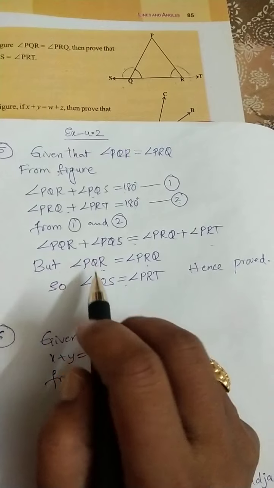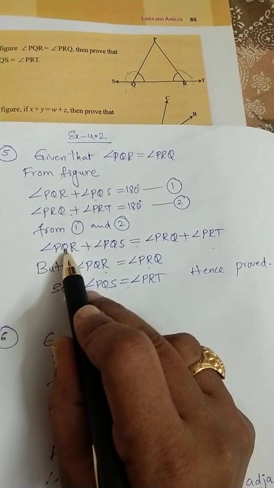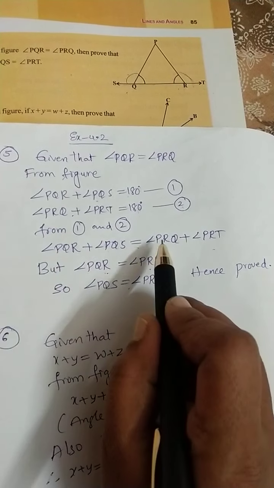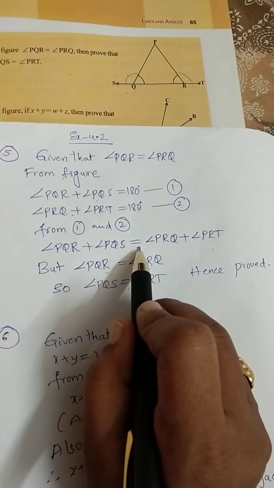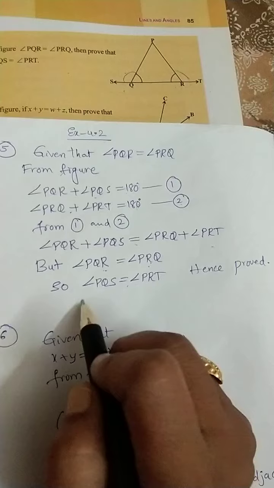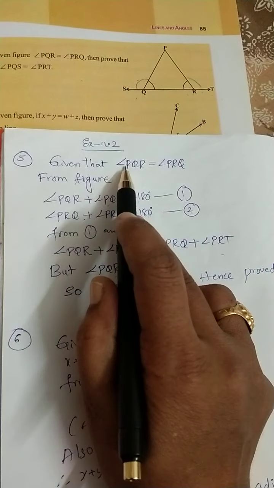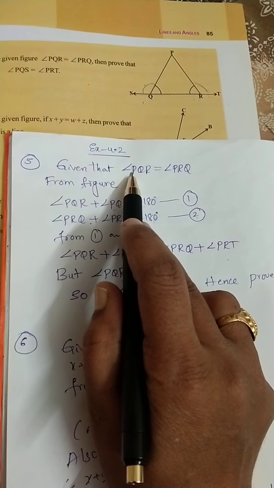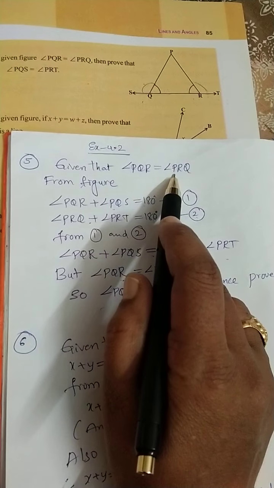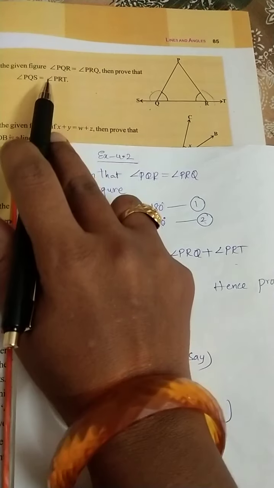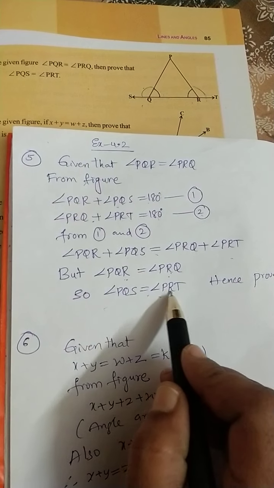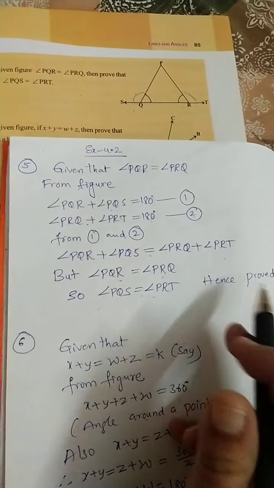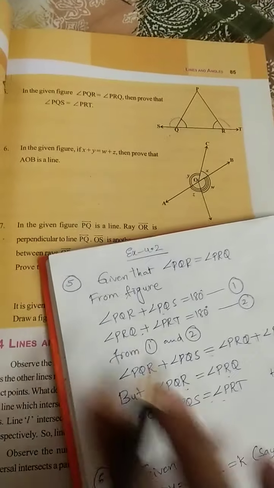Now you can equate these two. Angle PQR is angle PRQ. Next, angle PQS is equal to angle PRT. This is already given, PQR is equal to PRQ. Then we should show that PQS is equal to PRT. Hence, this is proved. That is the fifth question.